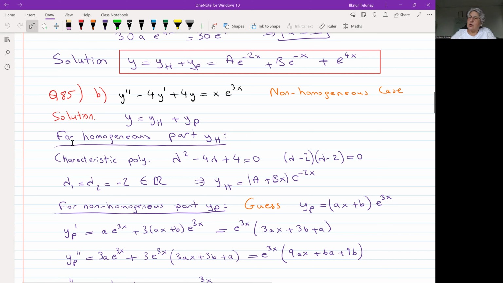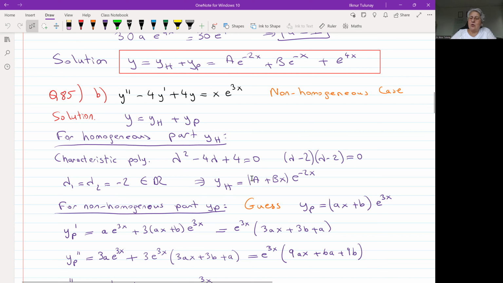Okay, first the homogeneous part. The whole solution is the homogeneous part plus the non-homogeneous part. For the homogeneous solution, find the characteristic polynomial: lambda squared minus 4 lambda plus 4 equals 0. What are the linear factors of this polynomial? Lambda minus 2, or (lambda minus 2) squared. So we have one root with multiplicity 2.